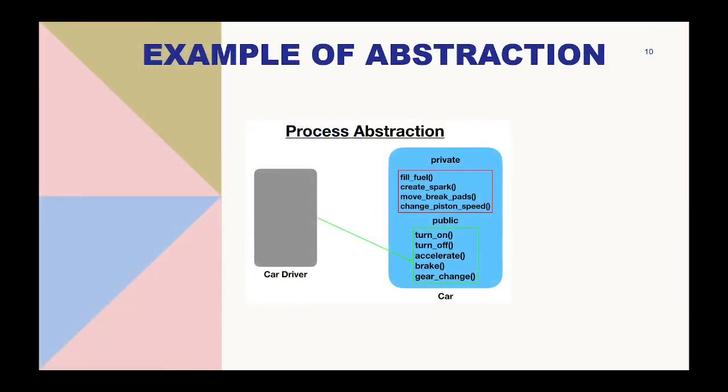Now we have an example of abstraction. Likewise, a car driver can turn on the car, turn off the car, and use the accelerator of the car. He or she can use the brake as well, and can also change the gear. But he or she cannot see how the spark is created, how the brakes are working internally, or how the piston is working internally. So, in short, the hidden part of the car is hidden from the car driver.